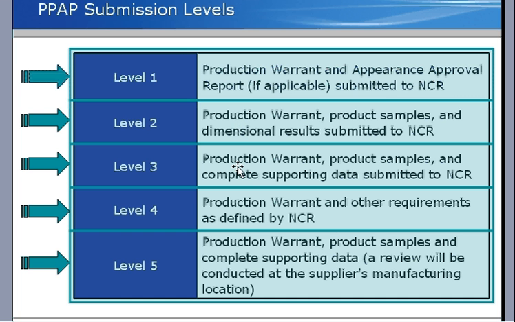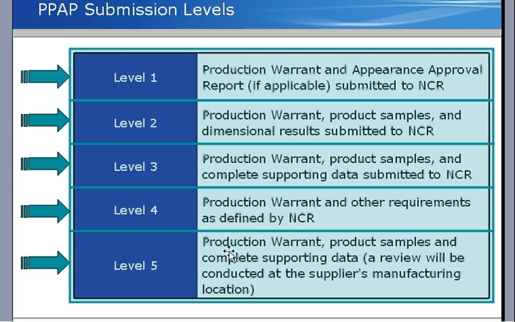Level three will be higher. The production warrant, product samples, and complete supporting data submitted to the customer. So that's a lot of work, and I will explain more for that. And level four, production warrant and other requirements as defined by the customer. So that depends on what documents will be needed by the customer. So we will decide if we will charge the customer engineering time or not. But level three is definitely needed.